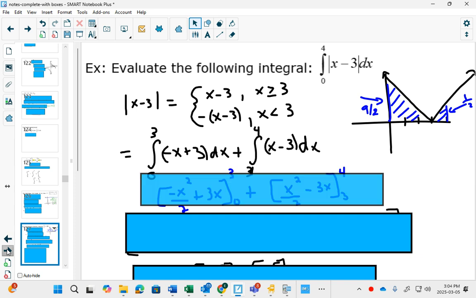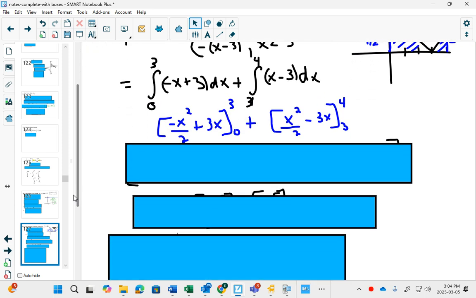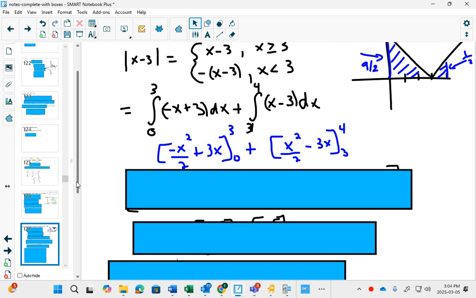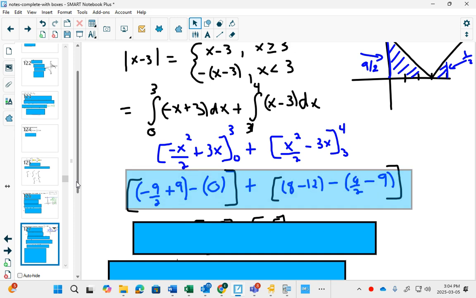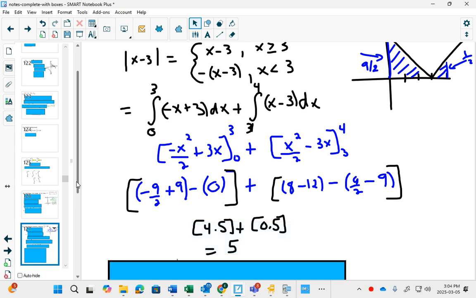But we did the algebra way, and now we've got our integrals. Plug in our numbers. Oh, we get 5. But we're supposed to be learning calculus. So don't look at my graph and figure out the areas in that simplistic way.